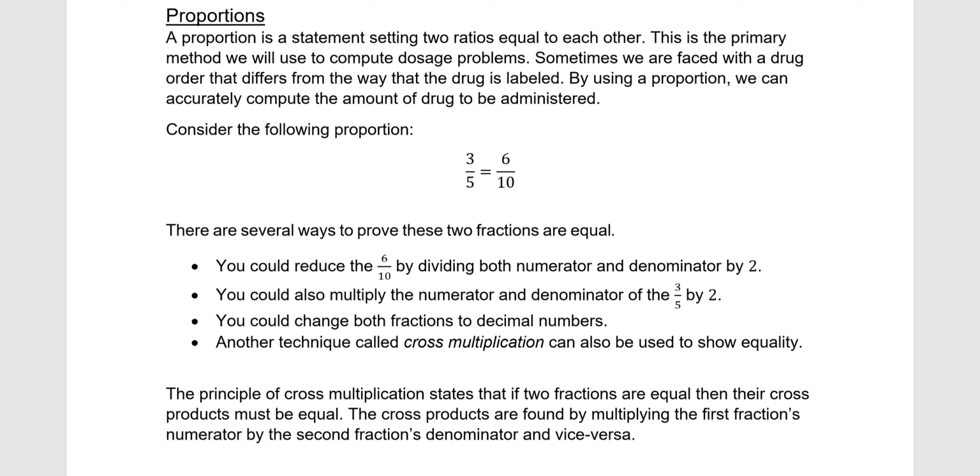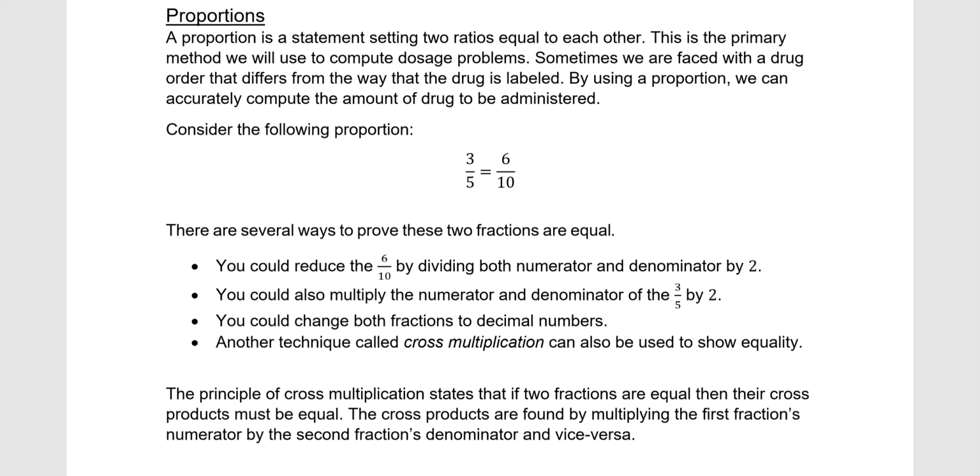So let's consider this following proportion: 3/5 equals 6/10. So that's a proportion. We have a ratio equals a ratio, a fraction equals a fraction. And there are a couple different ways here that we can show that these are equal. We could reduce or simplify the 6/10 and show that it equals 3/5. Or we could show that 3/5 equals 6/10 by multiplying the numerator and denominator by 2. Or we could change both of the fractions to decimal numbers and show that they're both going to be 0.6.